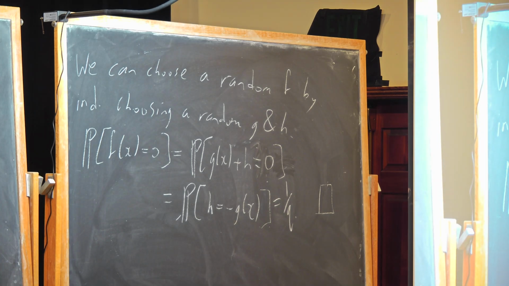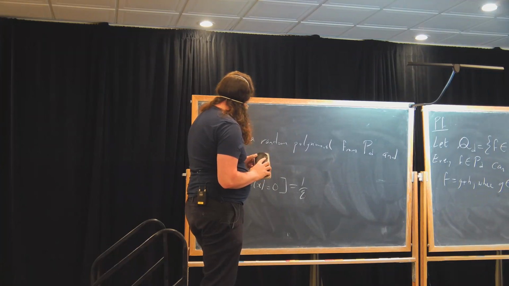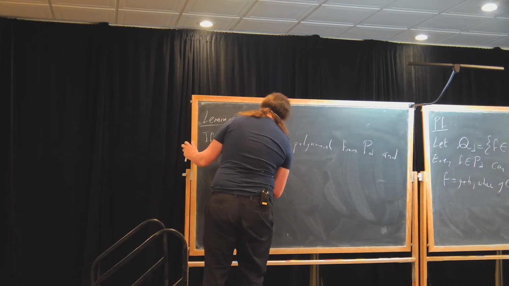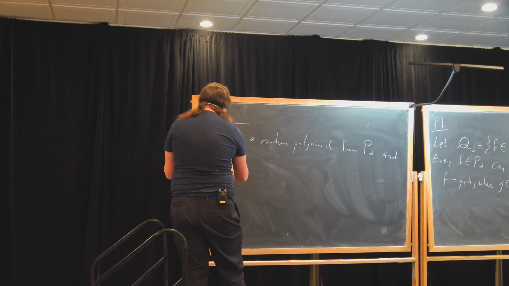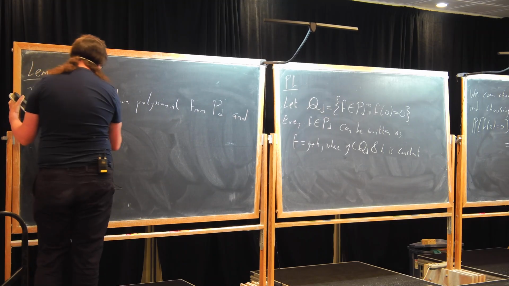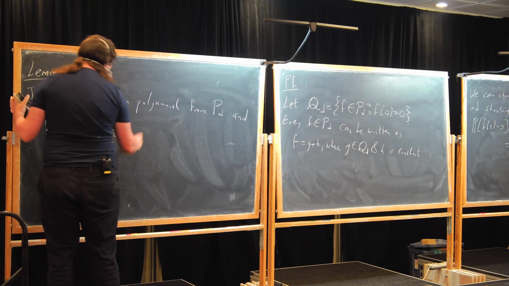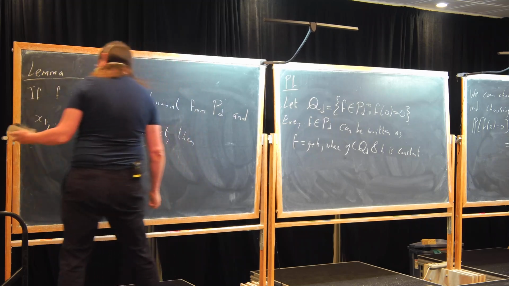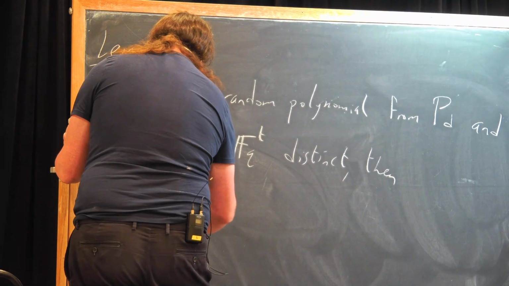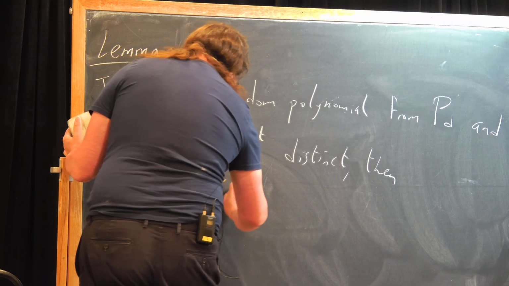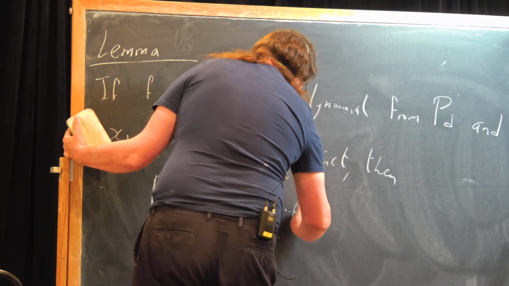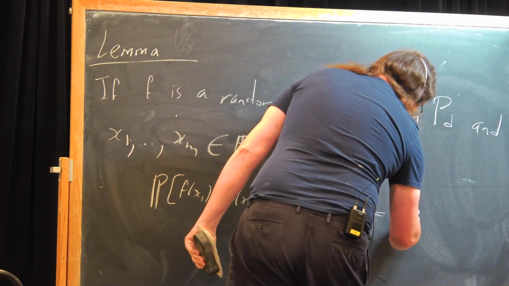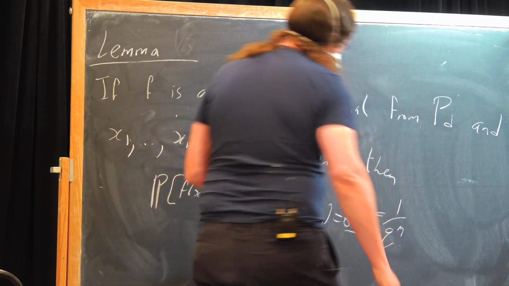So lemma 2 says almost the same thing. Now I'm going to choose x1 up to xm, elements of Fq to the t, and they're all distinct. Then in that case, the probability that f of x1 is equal to f of x2 is equal to f of xm is equal to 0 is 1 over q to the m. Okay, there's a slight lie here.